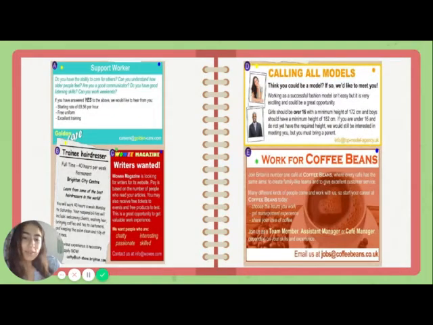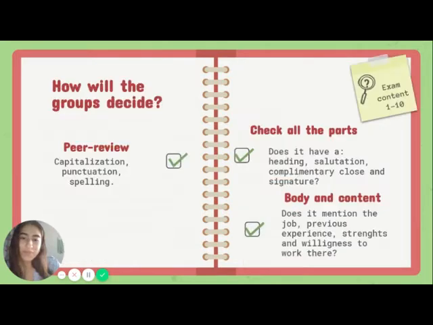The rotation will continue in order to make every group rate all the letters and allow the class to reach the consensus on which group was most accepted at the job by their bosses. So here we can see some examples of job advertisements that the students can use. And now we will see how the groups particularly decide.